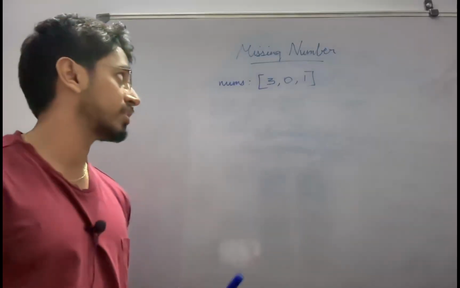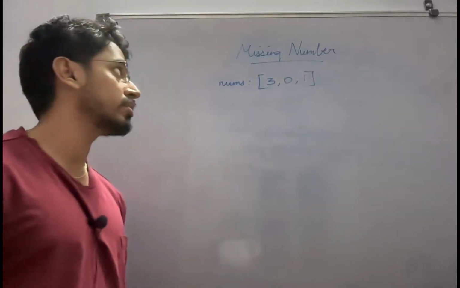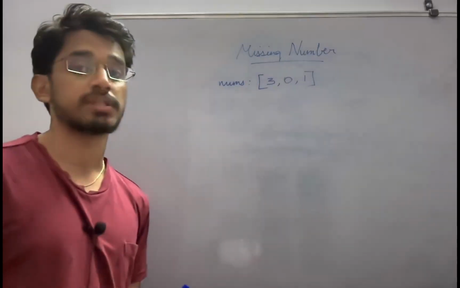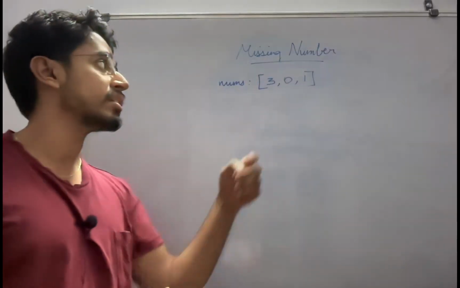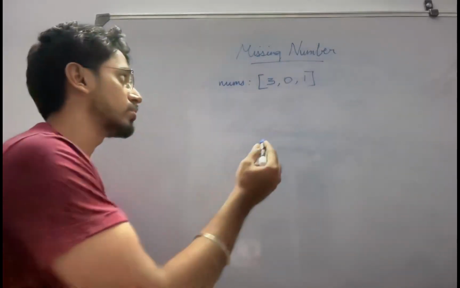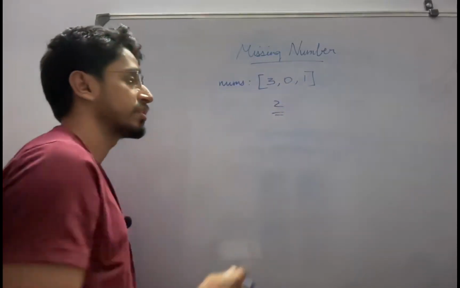Okay, so you see that we have an array of numbers, so we need to calculate what is the number that is missing. Okay, so we can clearly see that the number 2 is missing. So we need to just return the answer as 2.